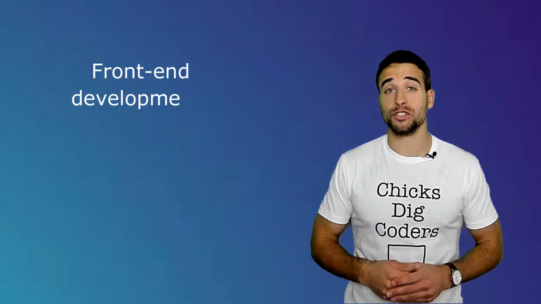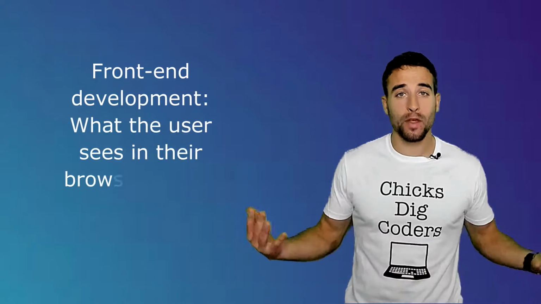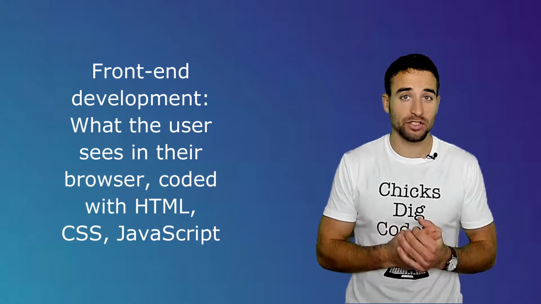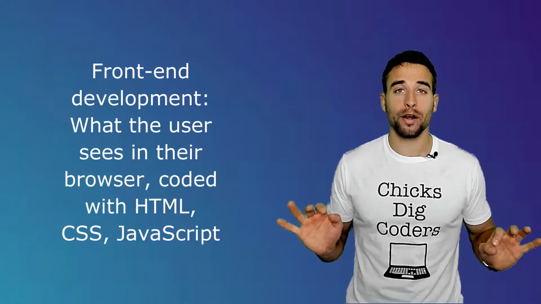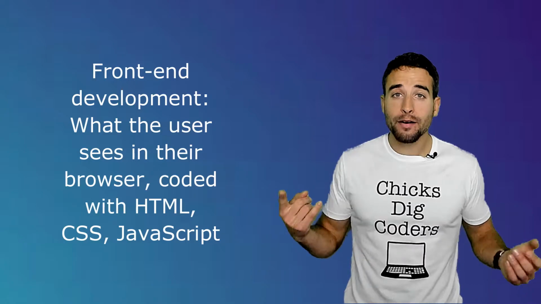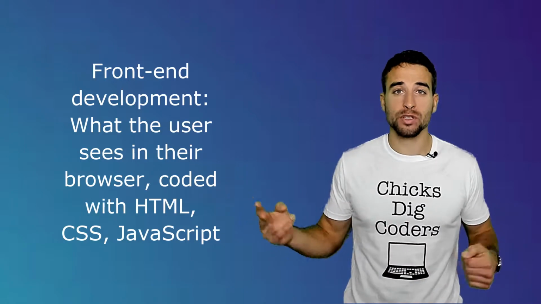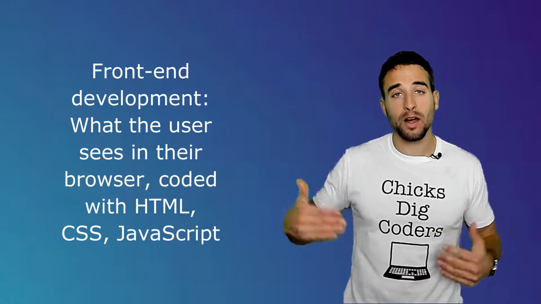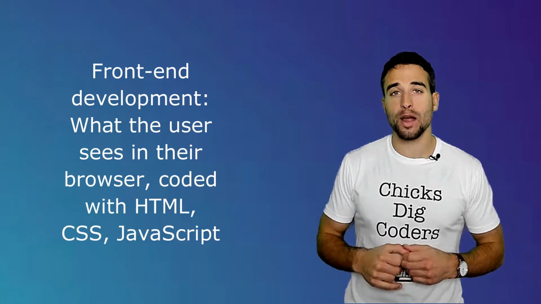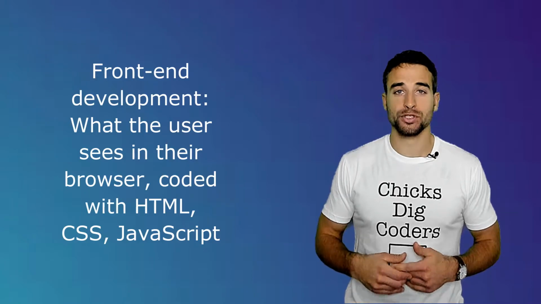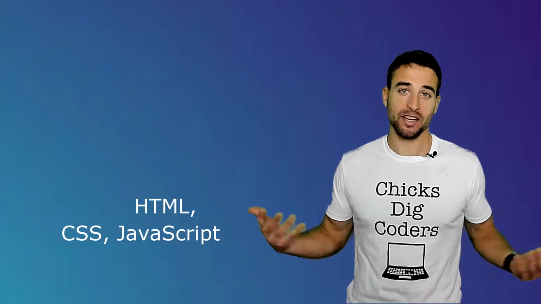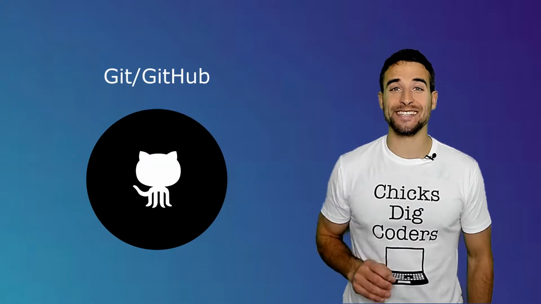Now, if all you want to do is front-end web development, which is what the user of a website sees in their browser, the HTML, CSS, and JavaScript, if that's the only coding that you want to do, then a code editor and learning how to use the developer tools and view source in a browser might be all that you need. However, if you want to go further with web development or if you want to do any back-end programming, things like that, then there are some other tools that you're probably going to want to know how to use as well. And these tools can also be useful for front-end developers as well. The first one of those is Git or GitHub.